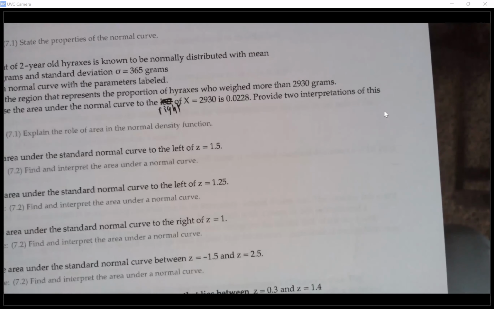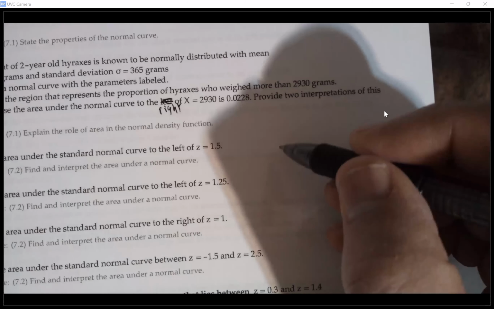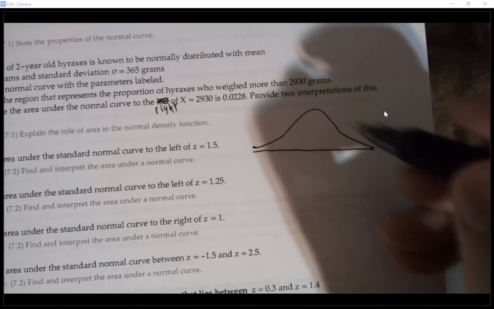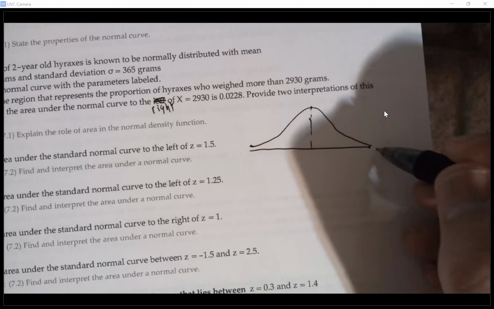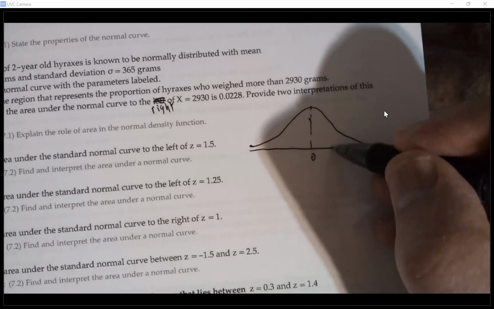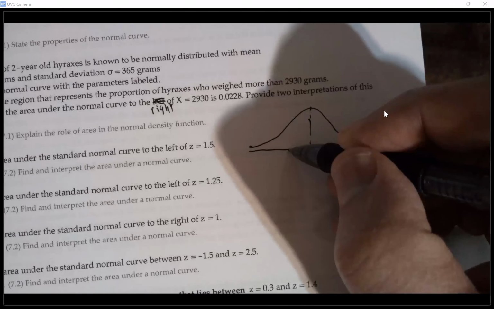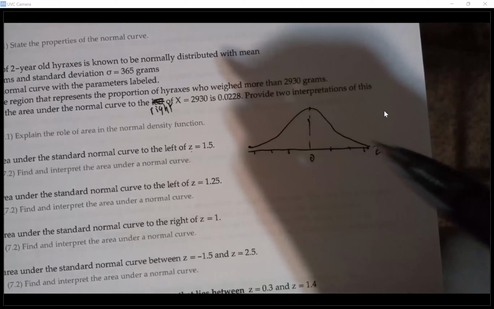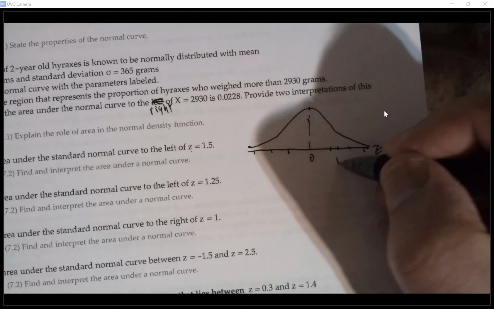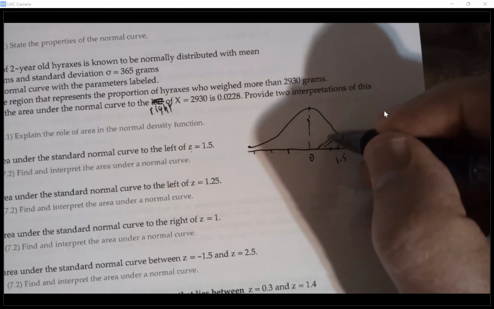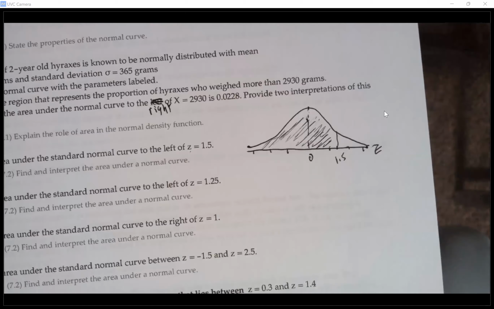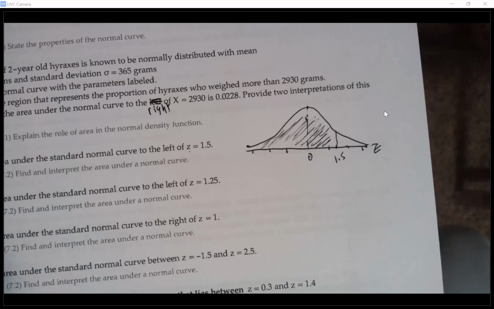Number 3, find the area under the standard normal curve to the left of z equals 1.5. I'm going to show it to you here, but then we're going to use the calculator to find it. This is the standard normal curve. That's z, that's a 0, and that's 1, 2, 3 here. And that's -1, -2, -3. So we're using the standard normal curve. Why? Because it says z here. So we want to the left of 1.5. This is 1.5 right here, and we want this area. As you can agree with me, guys, it should be more than 50% because I shaded more than 50%.